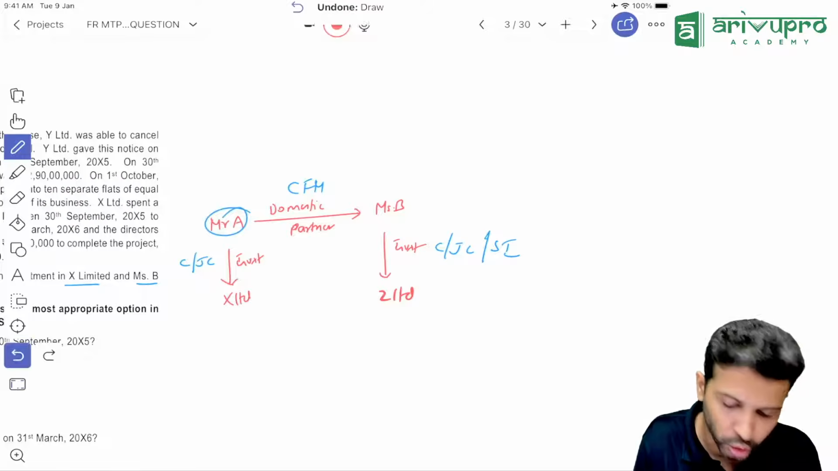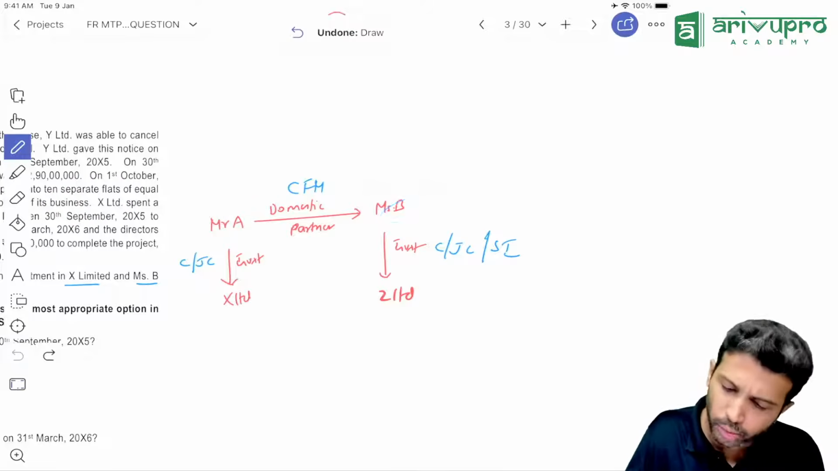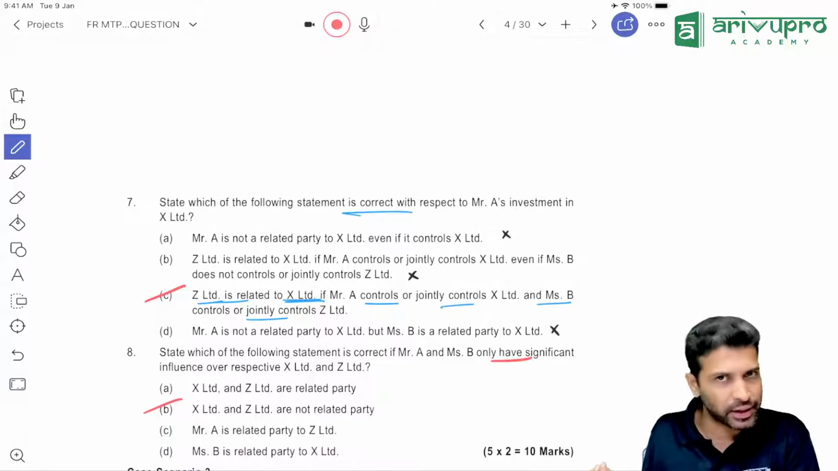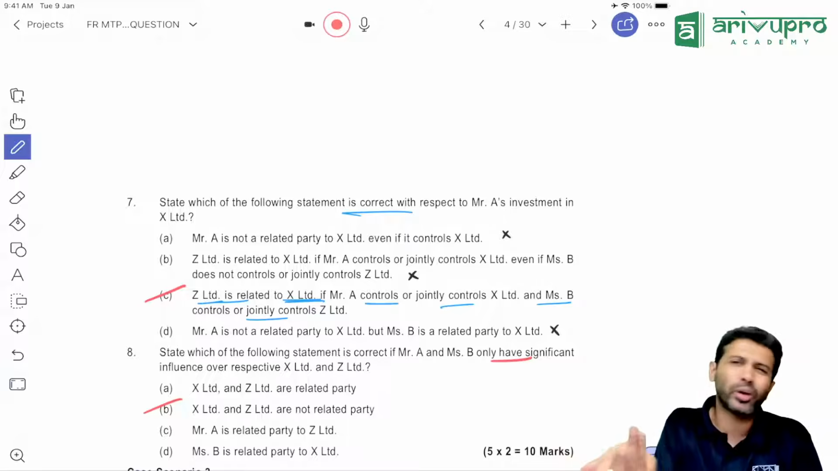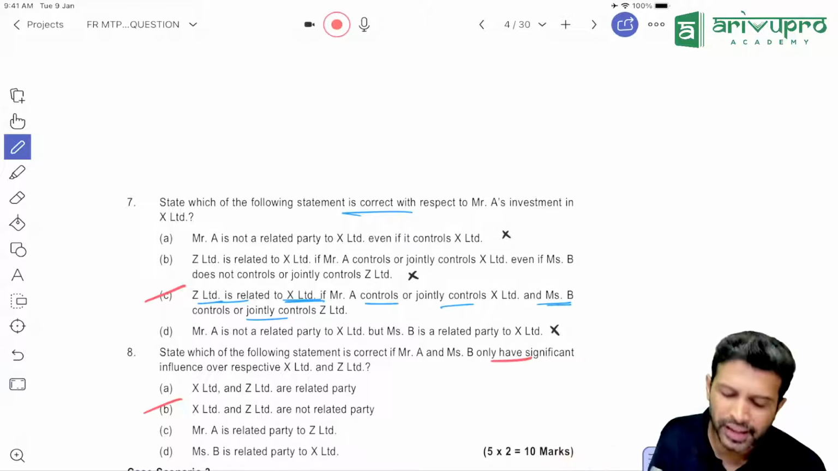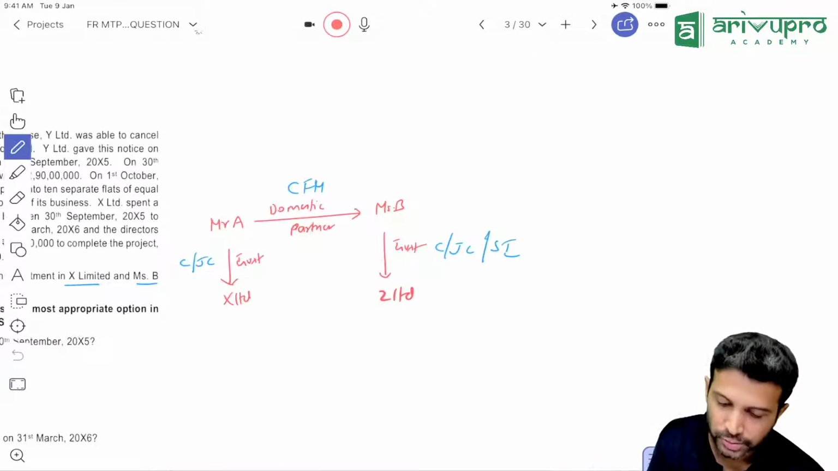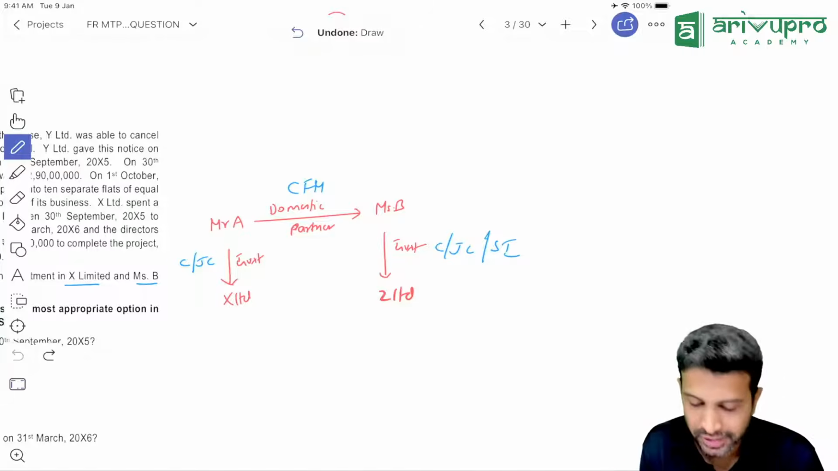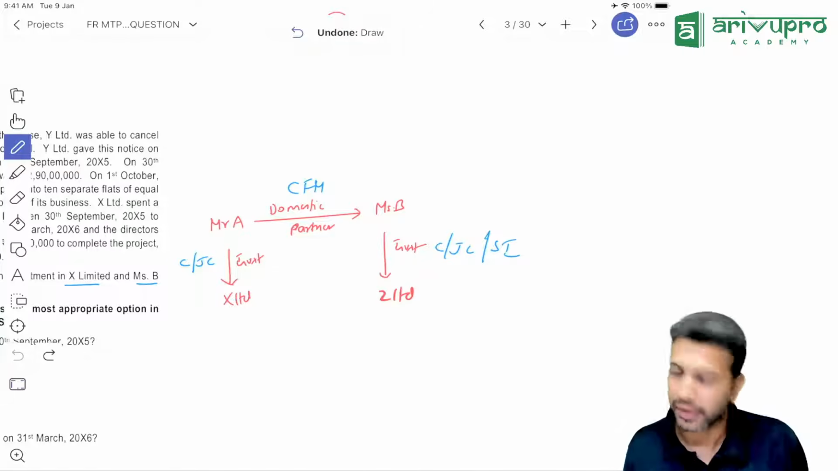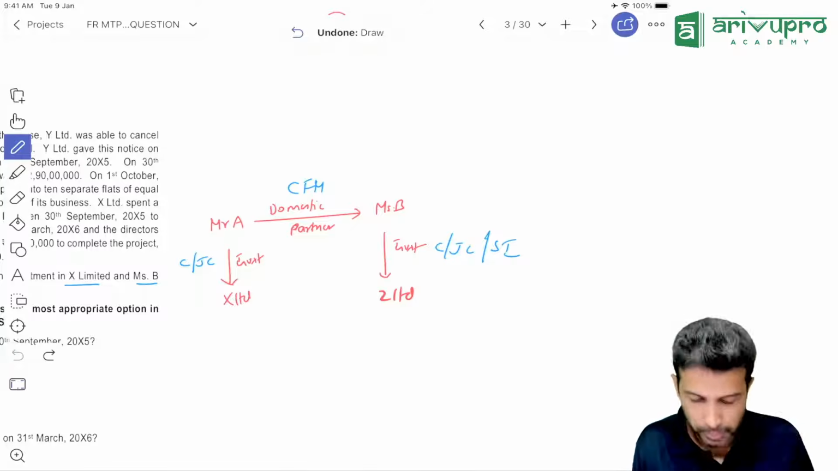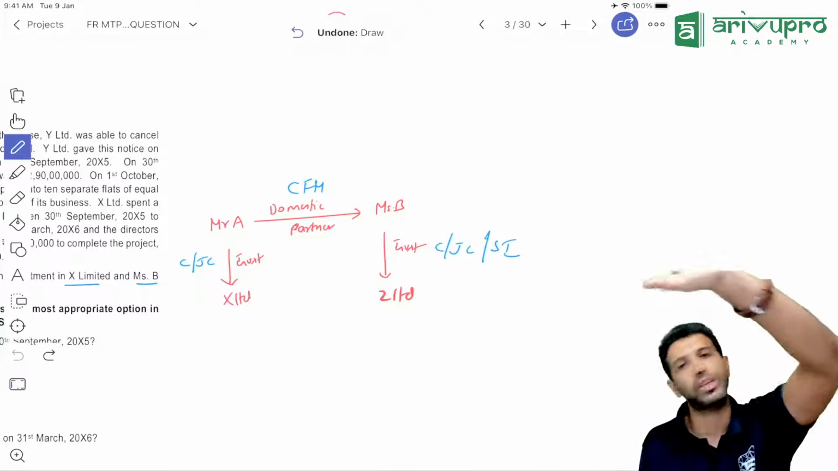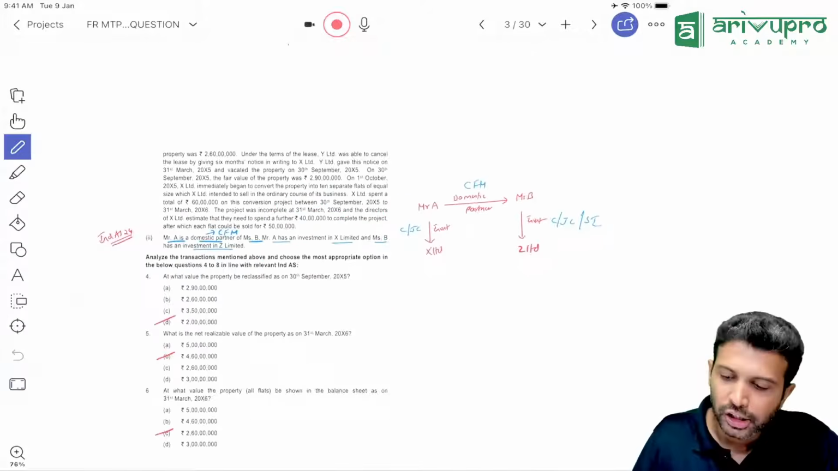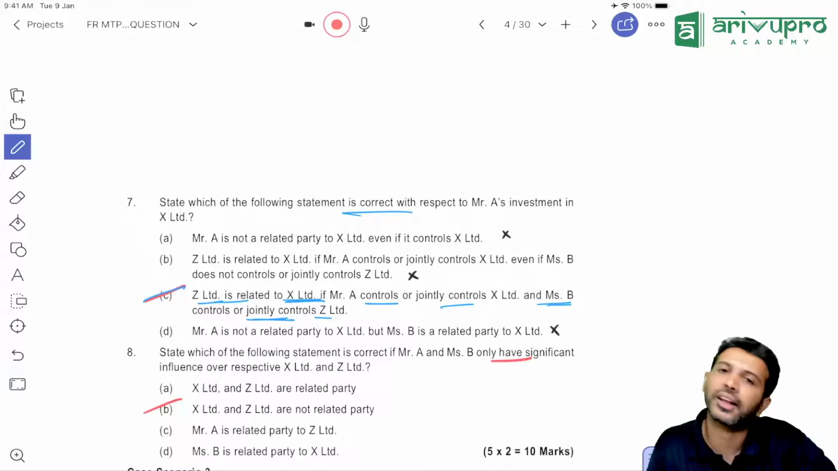A should have either control or joint control over X Limited, and on the other side, B Limited can have control or joint control. Significant influence is also good, but that is not pointed out in any option, so it is okay. If this side is control or joint control and the other side is also control or joint control, these two will automatically become related parties. Even significant influence is good enough. One of the downward arrows should be either control or joint control. We have done many cases with this downward arrow approach in the regular batch. So C is the right option there.